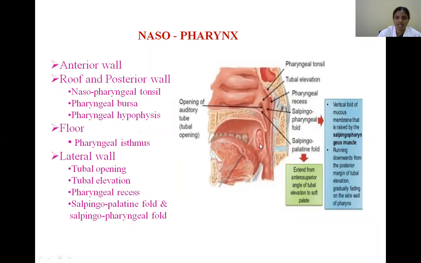Then on the lateral wall, see, from this tubal elevation, two mucosal folds are extending down. One fold extends downward to the lateral wall of the oropharynx, whereas one fold extends down to the soft palate. So what are these two folds? Salpingopharyngeal fold and salpingopalatine fold. The salpingopalatine fold contains levator veli palatini, and the salpingopharyngeal fold contains the salpingopharyngeus muscle.